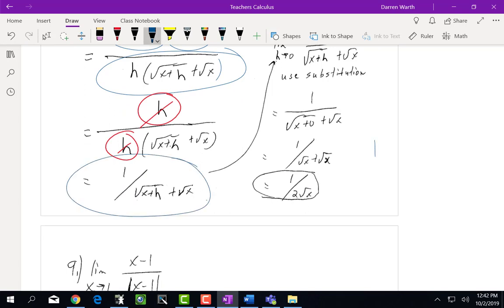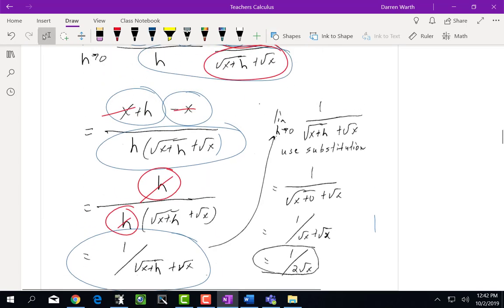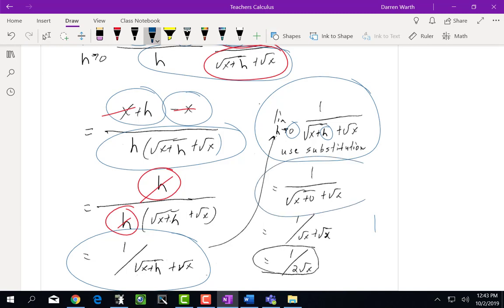So now I'm going to go ahead and take that problem and rewrite it. This is going to be the limit as h approaches 0 of 1 over the square root of x plus h plus the square root of x. So you're going to use substitution. Here I'm going to substitute in my 0. Substituting in my 0, I end up with 1 all over the square root of x plus 0 plus the square root of x. Square root of x plus 0, of course, is just the square root of x. I add those together and I get 1 all over 2 square root of x.